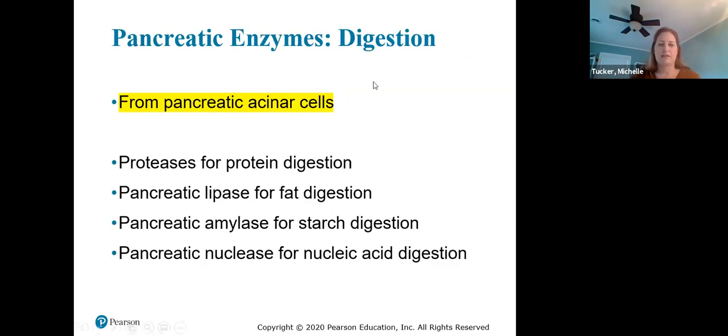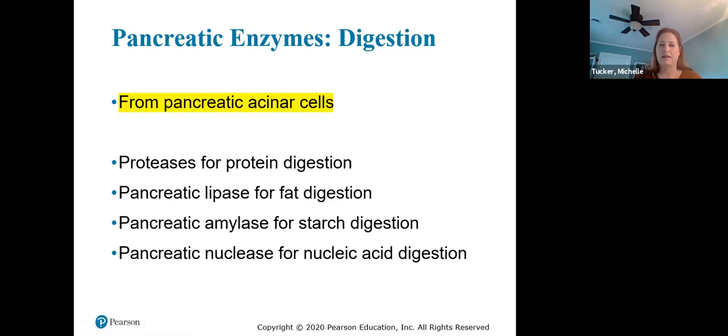The acinar cells are the ones that produce the digestive enzymes. So there are proteases, which are going to be carboxypeptidase, trypsin, and chymotrypsin. We'll talk more about those with digestion of proteins. There is also pancreatic lipase for fat digestion, and pancreatic amylase for starch digestion. This is in addition to salivary amylase. Even so, both of these are only going to get them down to the disaccharide level.